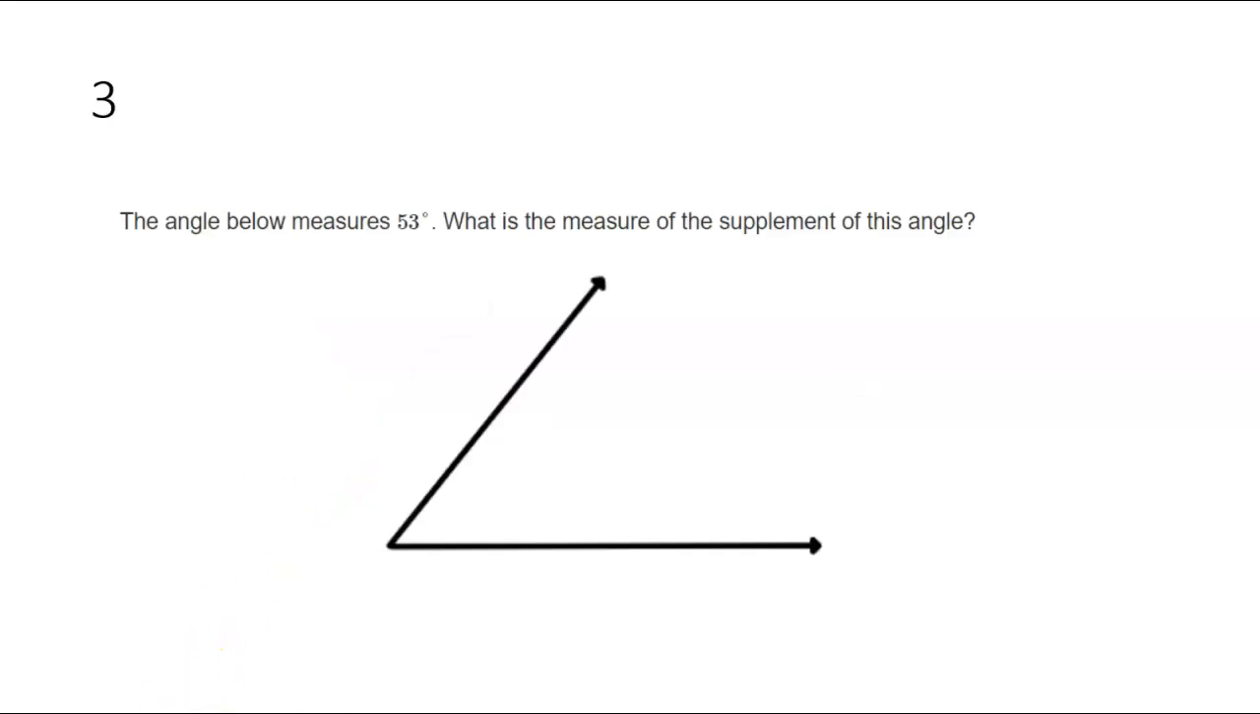Number 3, the angle below is 53 degrees. What is the measure of the supplement of this angle? All right, if this measure is 53 degrees and they're asking for the supplement, we're talking about the other angle that would make it add up to 180. In other words, the rest of what would be a straight line. The best way to find this is to pull out my calculator and subtract 180 minus 53, and the answer will be 127 degrees.